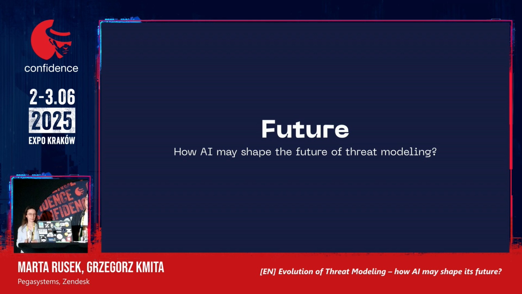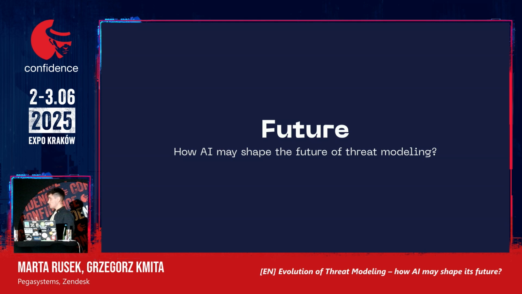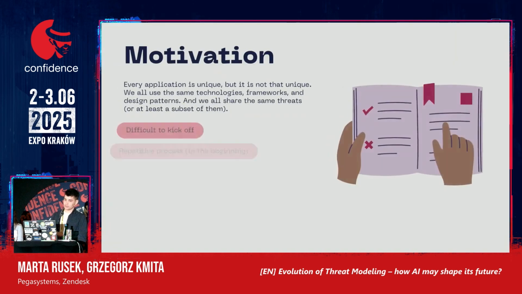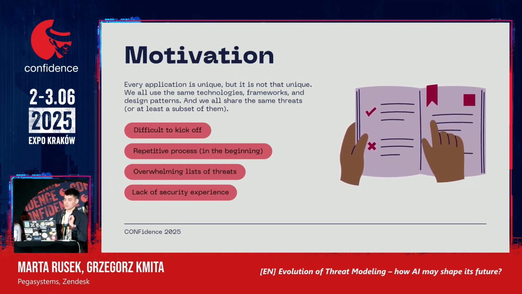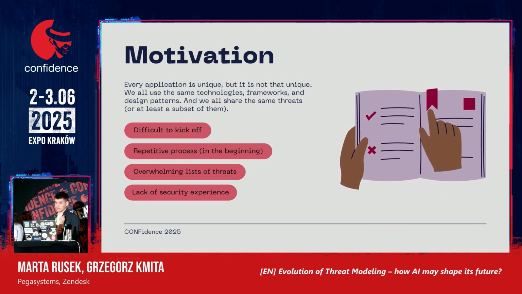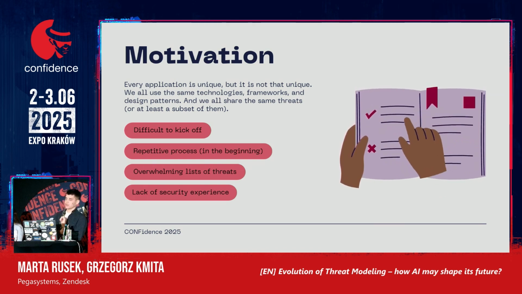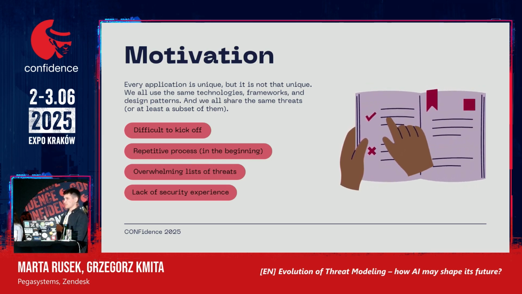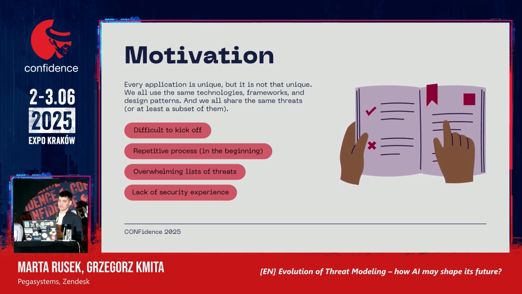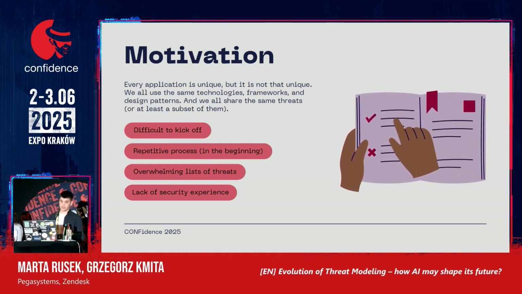Okay, so we know tools, we know methods, we know how it works at the basic level, and we might ask ourselves a question, what if we add AI to that? AI is now everywhere, so why not in threat modeling? We tried to think about what is not working in threat modeling today. So as you have seen before, it's kind of difficult to kick off because we have a blank page and we don't really know where to start. I mean, it would be nice to have a clear starting point.